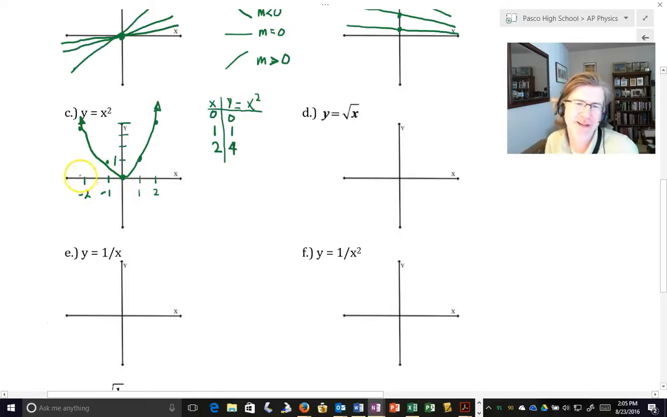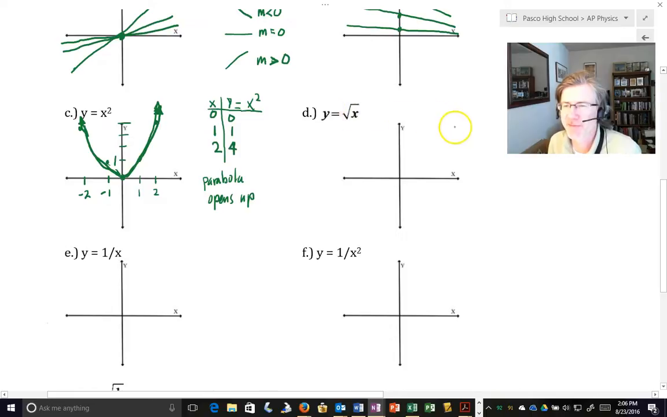I think I stretched that 2 out a little bit too much. So we'll take a look at maybe how to smooth this out here in just a second. So we call this a parabola that opens up.